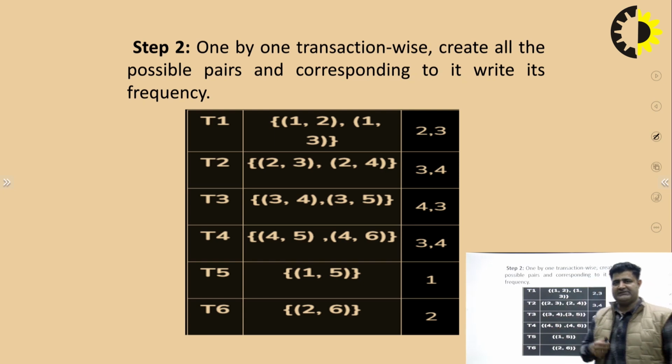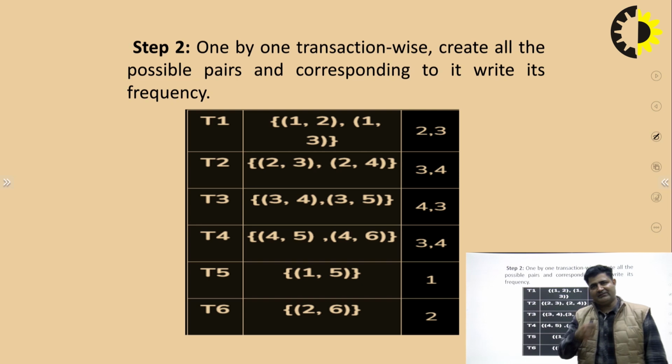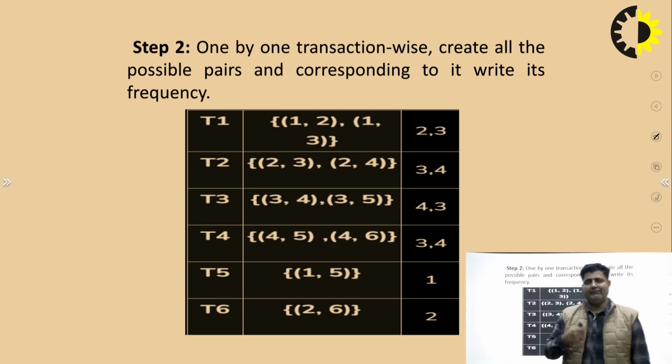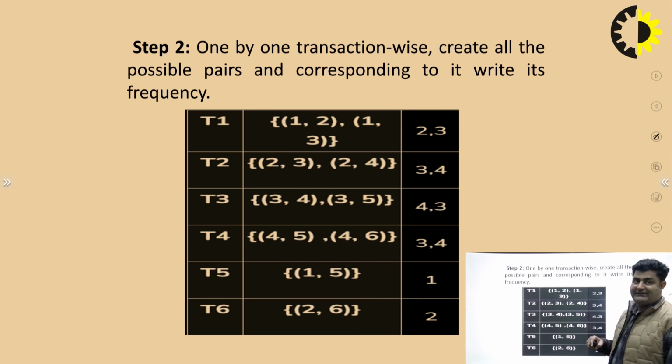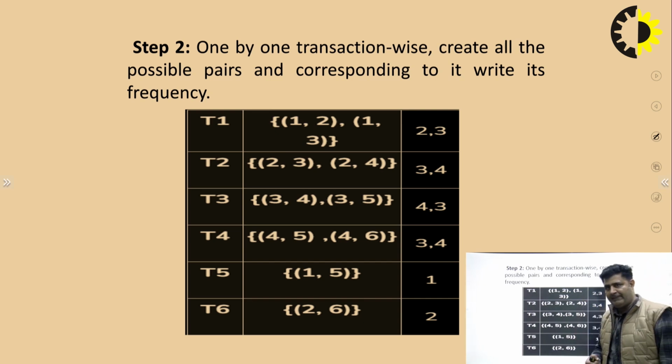So out of these 3 items in transaction 1, items 1, 2, 3, we make the pairs 1, 2 and 1, 3. Now we have to again check these items across all 12 transactions: how many people purchased item numbers 1 and 2, and item numbers 1 and 3.